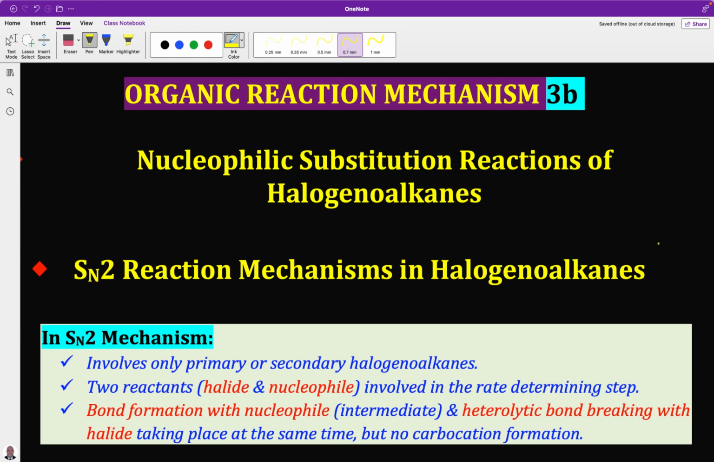So now, in SN2 mechanism, contrary to what we saw in SN1, only primary or secondary halogenoalkanes can undergo SN2 mechanism. Only primary or secondary halogenoalkanes will undergo SN2 mechanism.